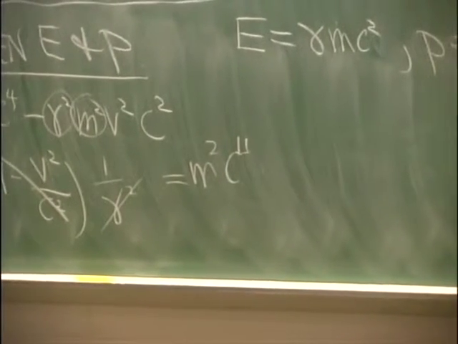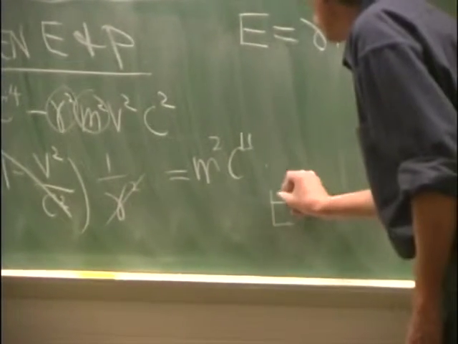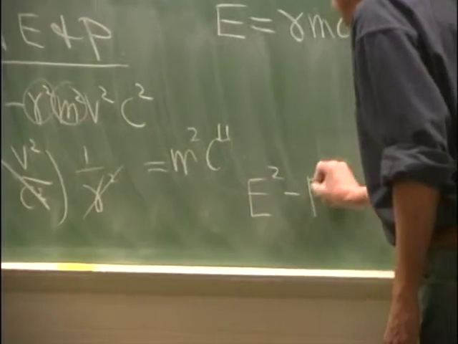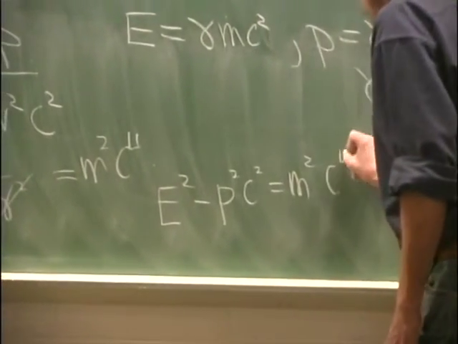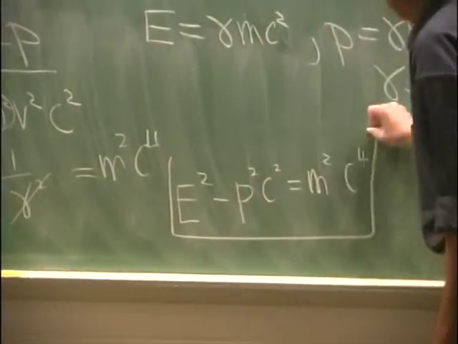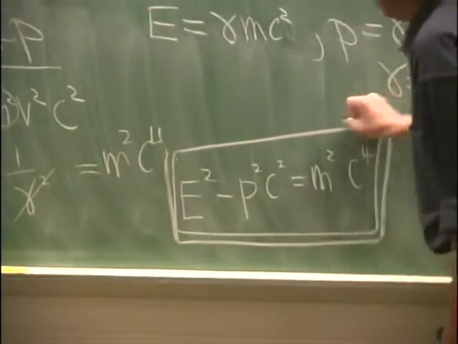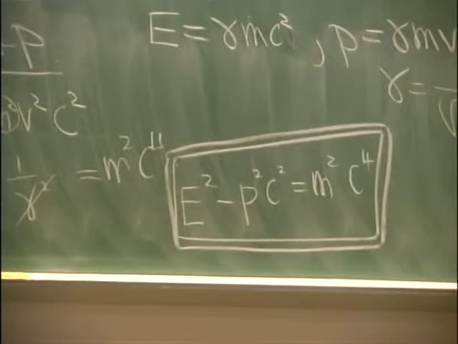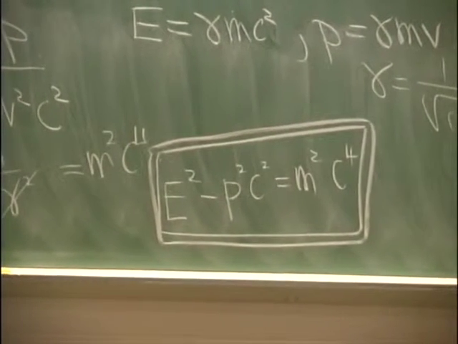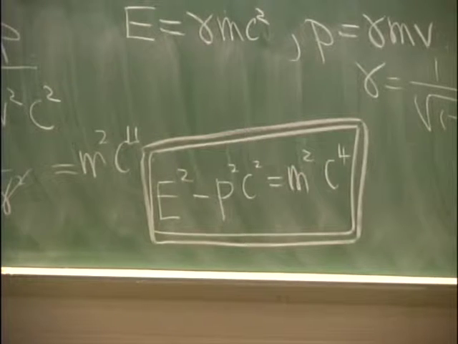Let me rewrite this and put a box around it. My conclusion is E squared minus p squared c squared is equal to m squared c to the fourth. A nifty formula relating energy and momentum. In practice, it's more than nifty. Let me tell you a fact.